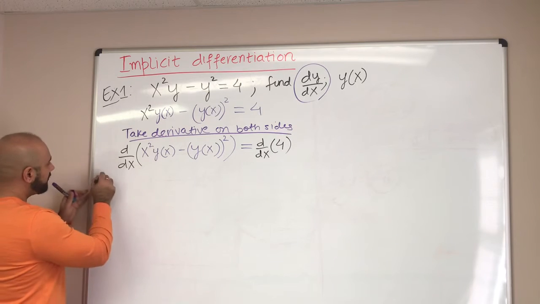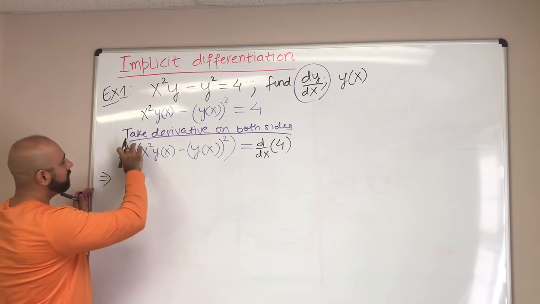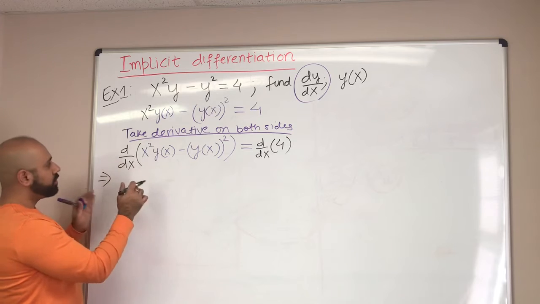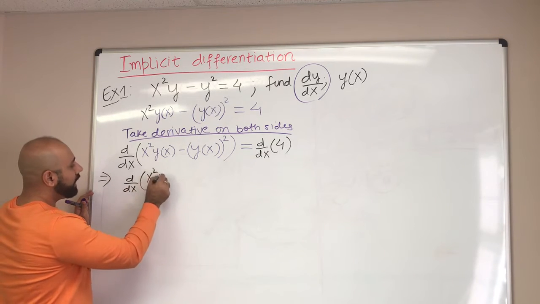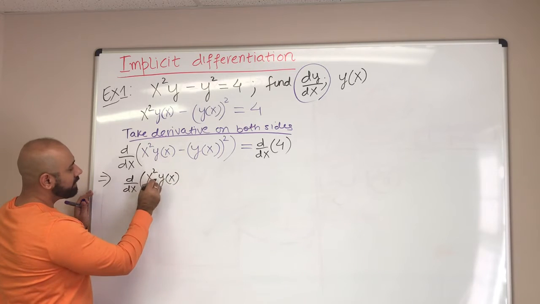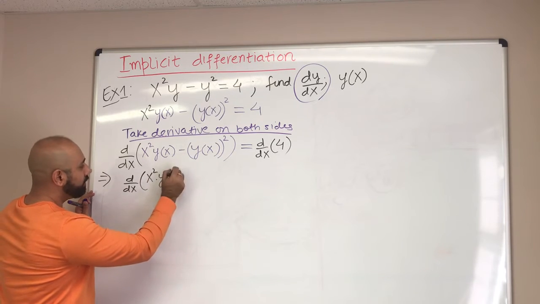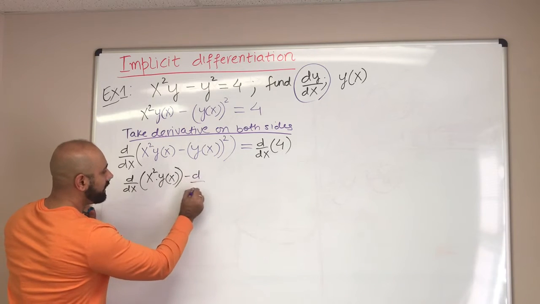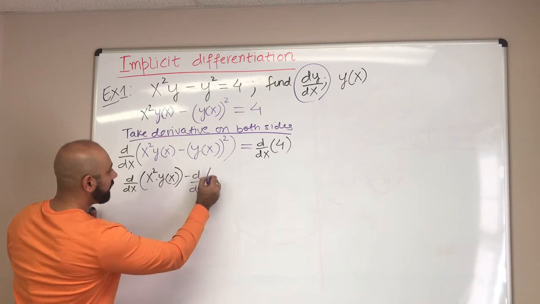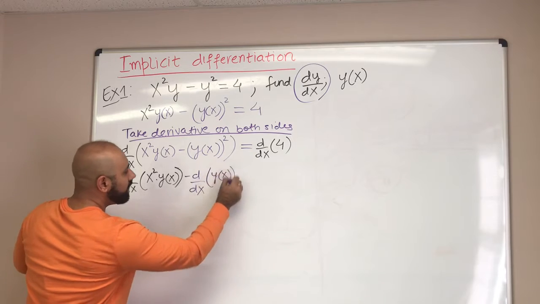Now, let us start simplifying things. Guys, again, we know that we can just simply distribute the derivative. So it is like d over dx of x squared y of x. Keep in mind, this is a product here. And then we can close that parentheses. Then what do I have? I have minus d over dx of the second term, which is y of x, and whole square.